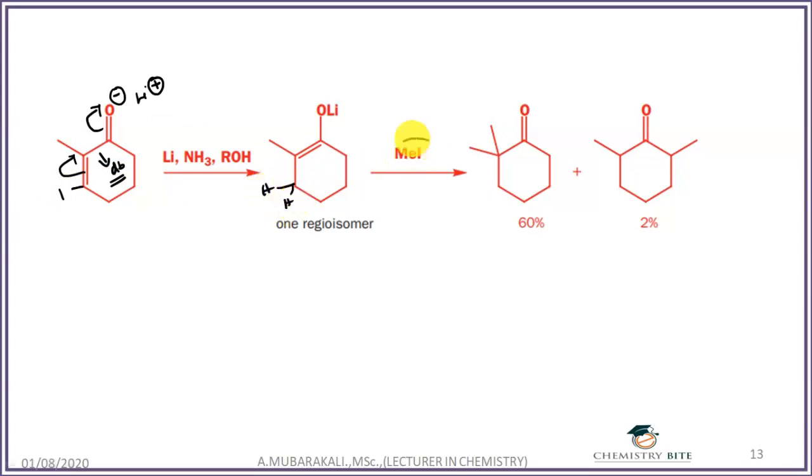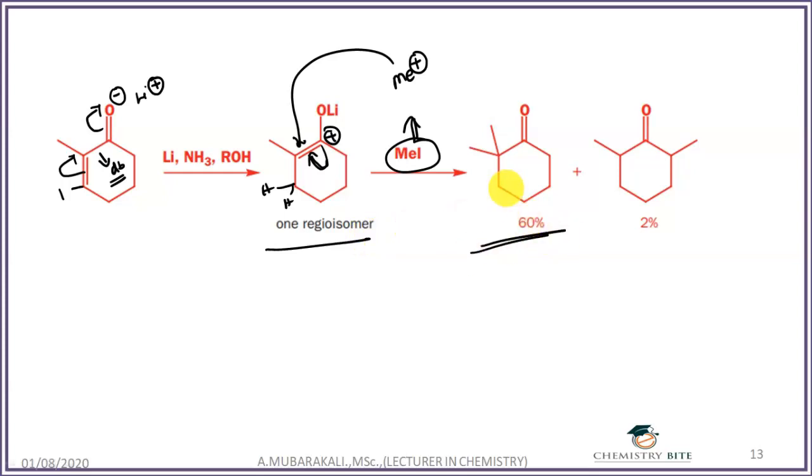Okay, so the next step is the reaction with methyl iodide. This methyl iodide will generate an electrophile called Me+. This Me+ will attack the carbon on the least hindered side, so the pi bond will get polarized here, and this will give 60% of 2,2-dimethylcyclohexanone. This is the major product and this is the minor product. So this is how the Birch reagent will reduce an alpha beta unsaturated ketone to the corresponding ketones.